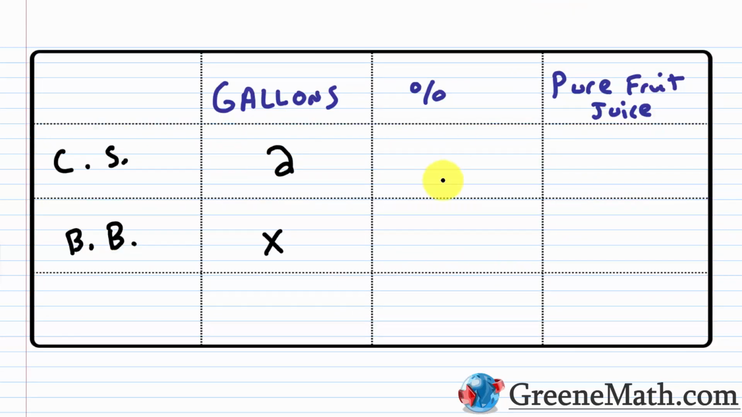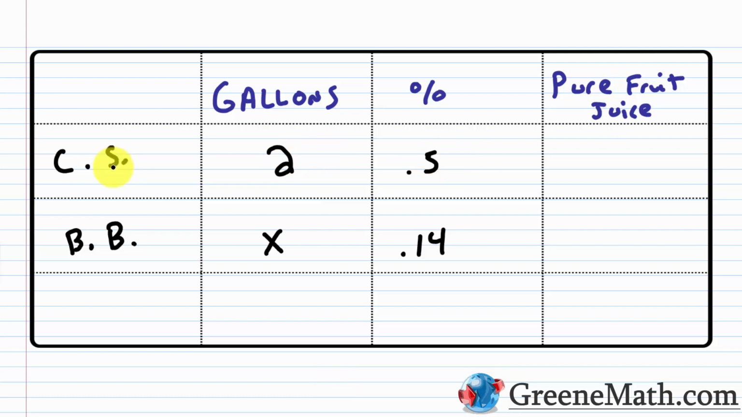Okay, so let's fill this part in. Cherry smash, again, is 50% fruit juice, so as a decimal, that's 0.5. Bubble berry is 14% pure fruit juice, so as a decimal, that's 0.14. Now, as we just saw in our simple example a minute ago, all we need to do to get the amount of pure fruit juice here is multiply across.